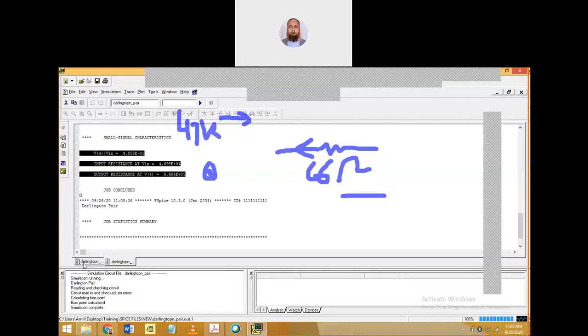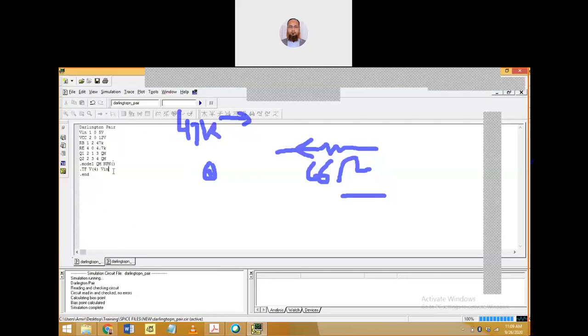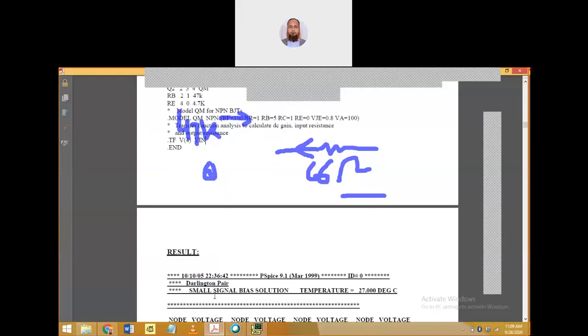And remember this: deliberately, I did not write V initially. I wrote V1 so that you understand that whatever the name of the input is, we have to write that name here. And for the output, we write the node V4, the node we are taking. So deliberately, in the beginning, I wrote V1. I hope this is clear to all of you. Since it is an amplifier, we can apply some AC signal as well.